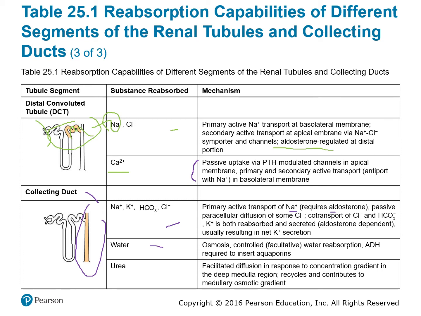Urea here: urea facilitated diffusion in response to concentration gradient in the deep medullary region, or the middle area of the kidney, not the medulla oblongata here. The deep medullary region recycles urea and contributes to the medullary osmotic gradient.